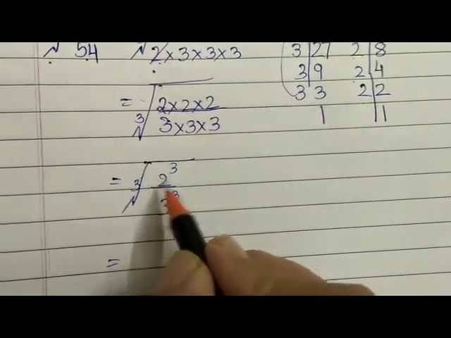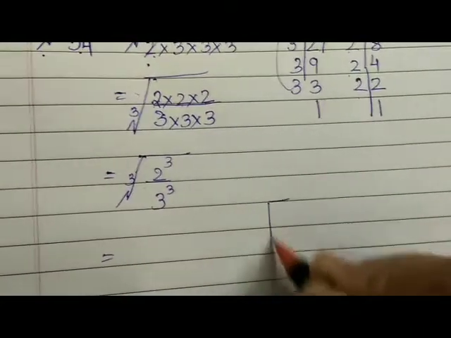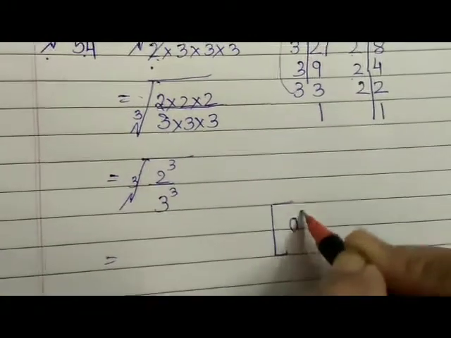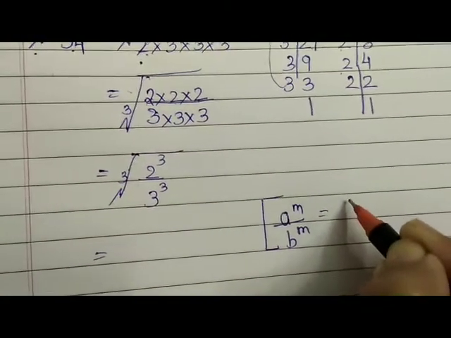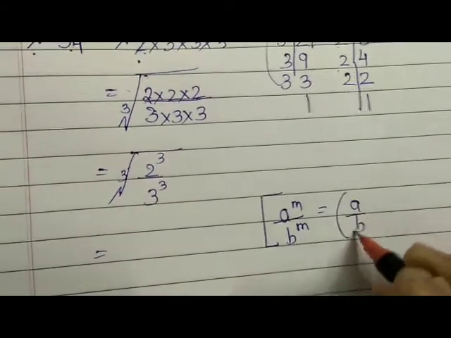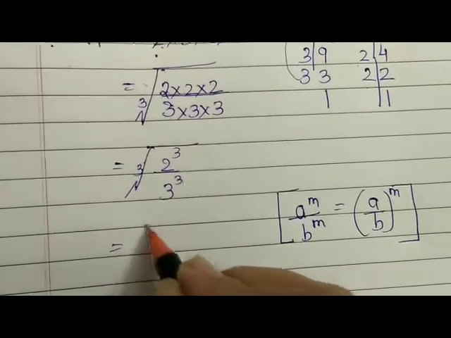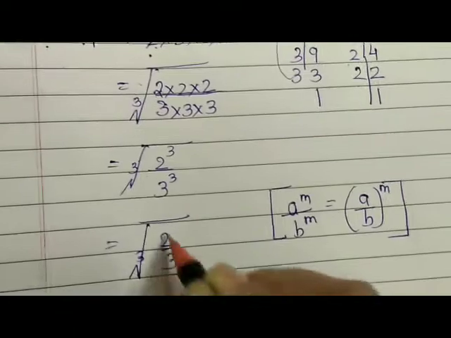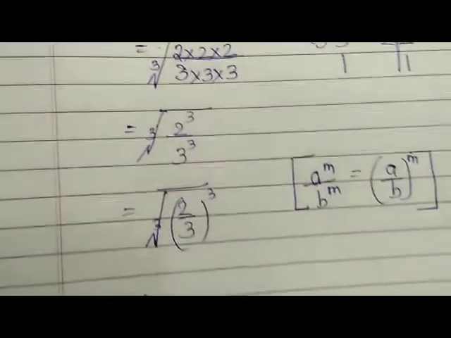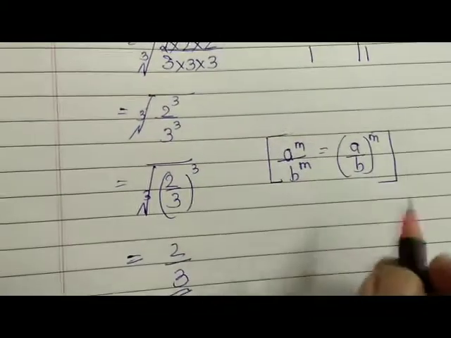Now this is in the form a raised to m and b raised to m. The same law, that is, we know this is equal to a upon b the whole raised to m. Using this law you can write it down as 2 upon 3 the whole raised to 3. So the last step, the answer will be 2 upon 3. So this is how you are supposed to simplify it.